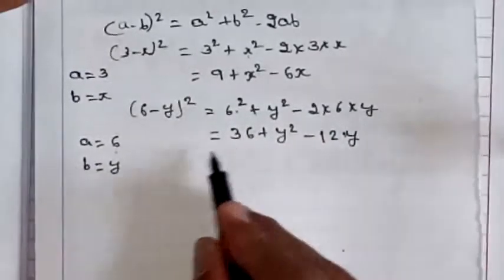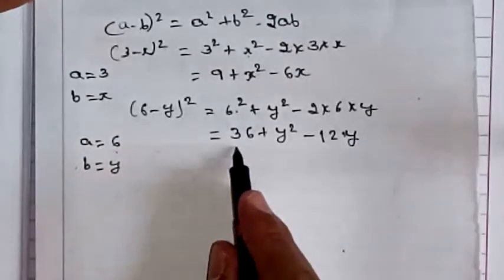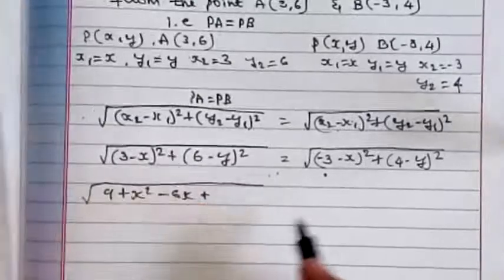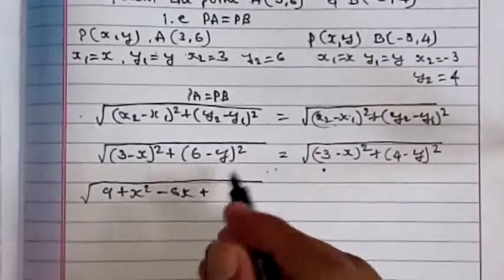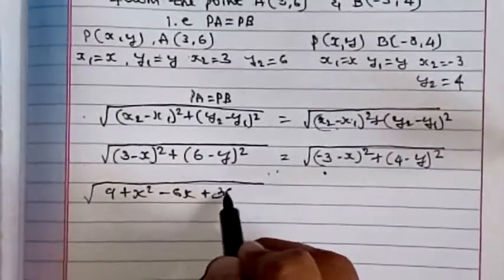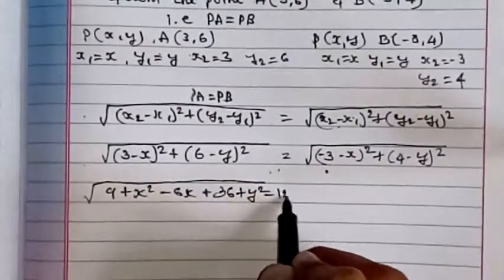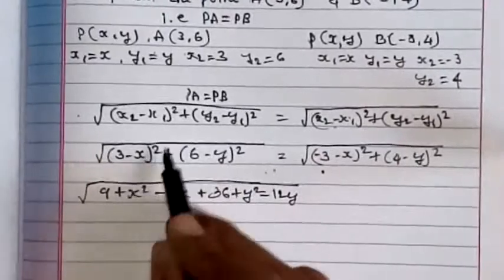So now what is the answer? So for (6 - y) whole square, 36 plus y square minus 12y. Just write down the answer here in the place of (6 - y) whole square. What is the answer? 36 plus y square minus 12y. So we have simplified the left hand side.